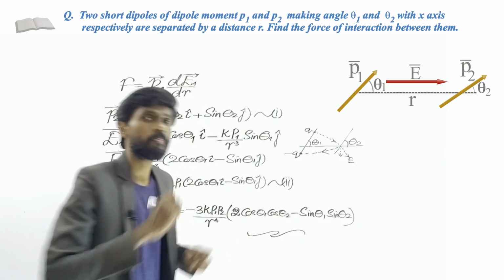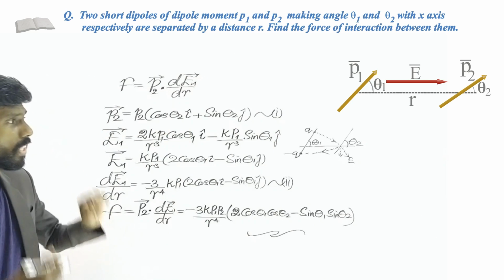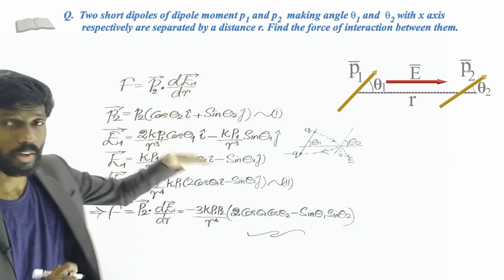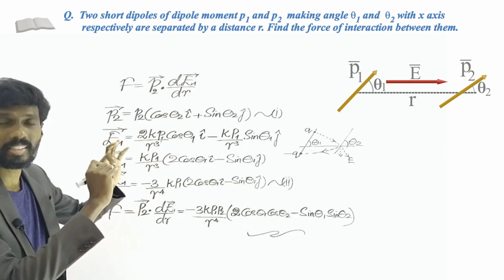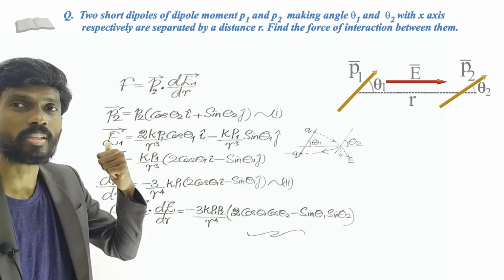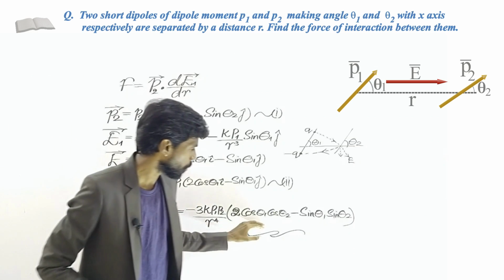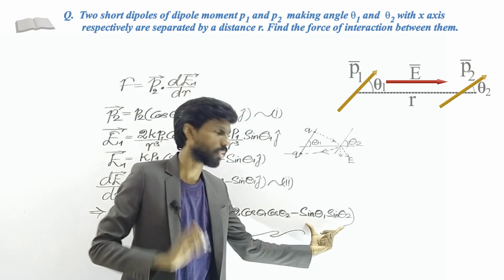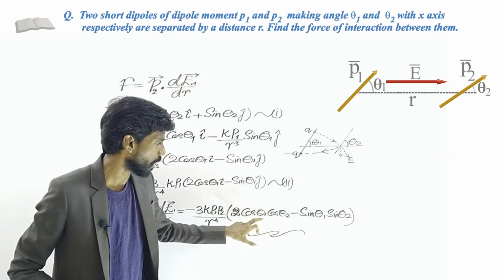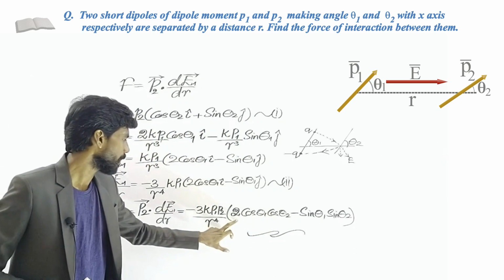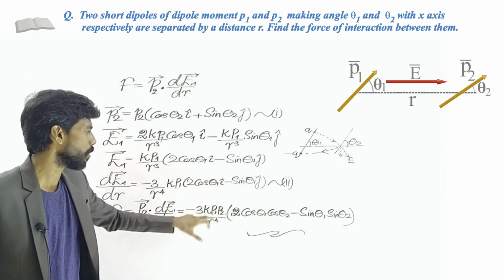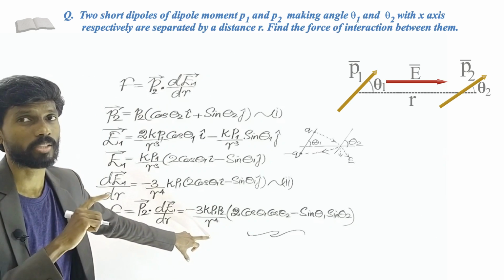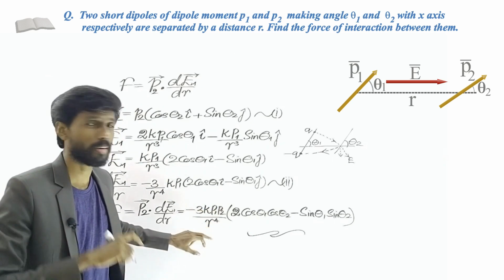That's it. Now as a particular case, if theta 1 and theta 2 both are 0, what will happen? So these two dipole moments are in the horizontal direction. That is the last question. What will happen in this formula? If you substitute theta 1, theta 2 both 0, sin 0 is 0 and cos 0 is 1, which means simply 2. So it is minus 6k p1 p2 divided by r to the power 4. That is the result we derived in the previous question.